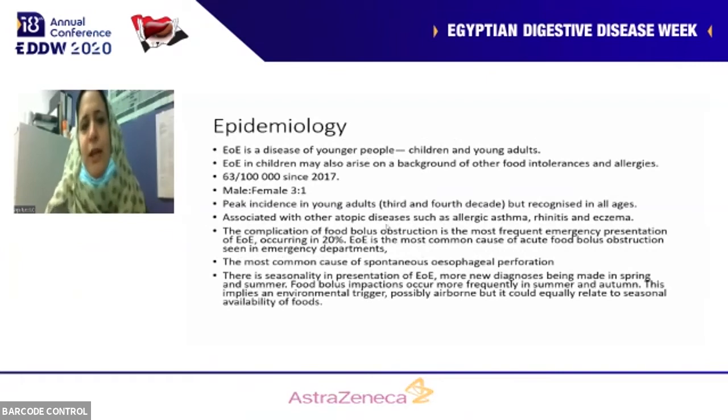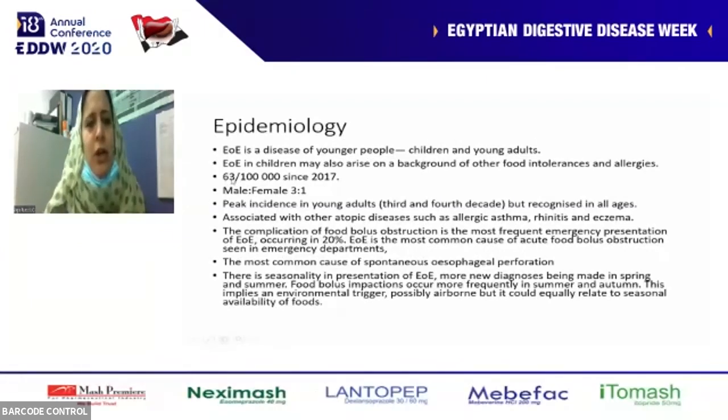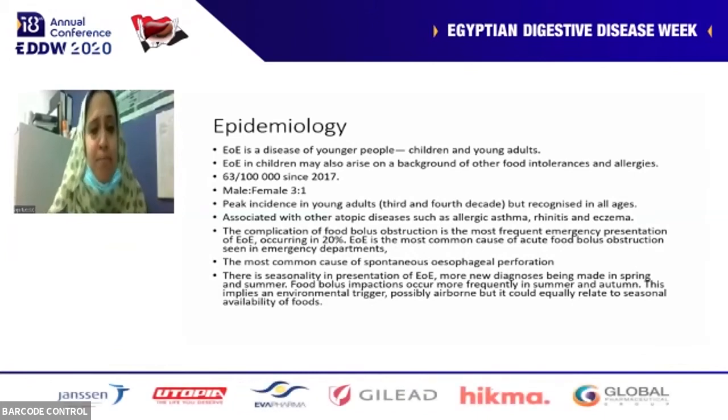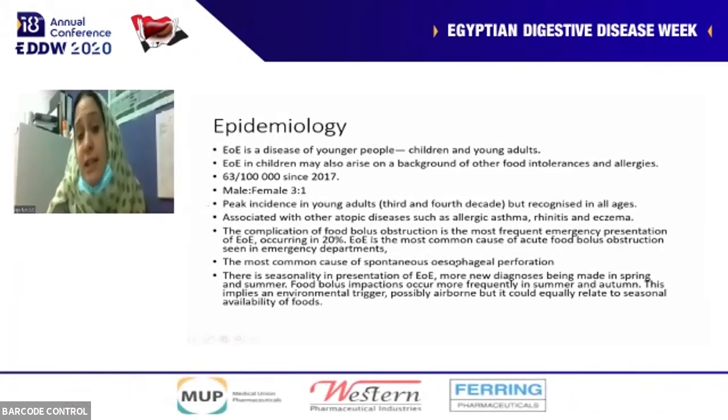Epidemiology, well, these numbers are, I don't know if you can see my cursor, mainly in the UK, 63 every 100,000, more common in males. It's mainly a disease of younger people. So in children and young adults, okay, peak at the 3rd or 4th decade, but it can happen in all ages, actually. Our main discussion here will be in the adults above 18, but there will be a hint about the children as well. It can accompany atopic diseases such as allergic asthma, rhinitis, and eczema.